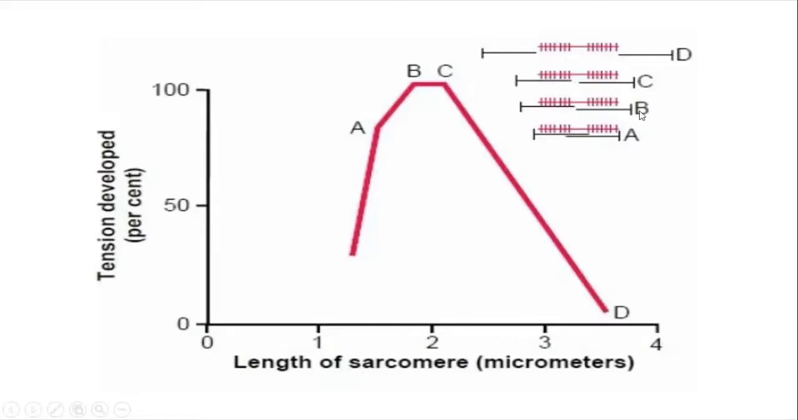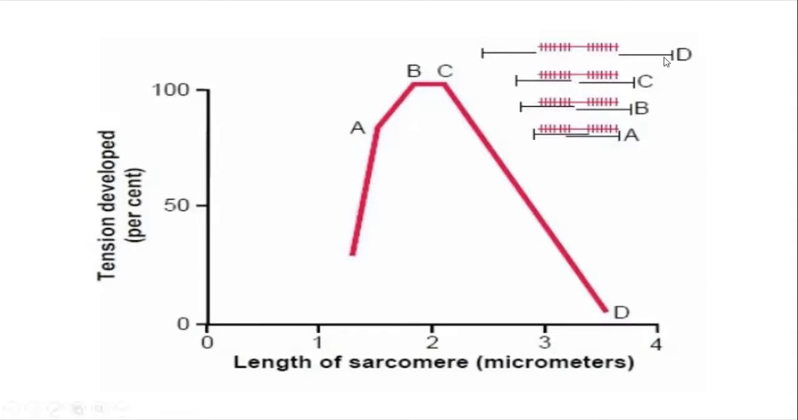In B, you can see this is the optimum length of the muscle. What happens here? There are a maximum number of cross bridges that are formed. So active tension built up in the muscle is maximum. Now you are stretching the muscle more. So the actin and myosin have started moving away from one another. So the number of cross bridges is decreasing. The total tension in the muscle is increasing, but the active tension in the muscle decreases.